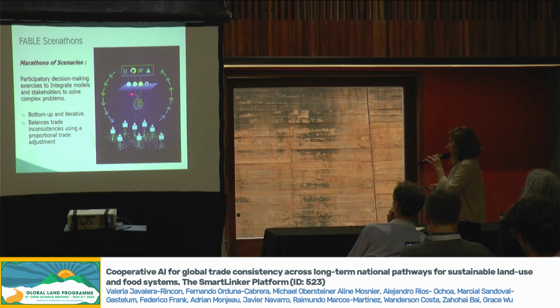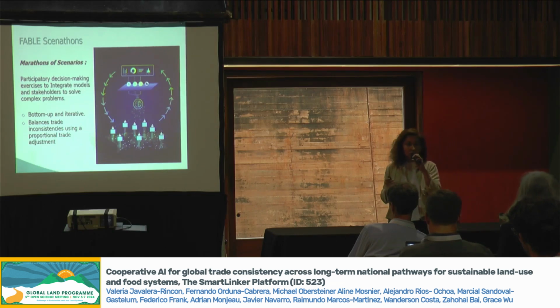and we measure the contribution, or how close or far we are from these global targets after each iteration in the senaton. But it's very important after each iteration to check the consistency of trade, because we have learned in this exercise that the global system is very sensitive to trade.